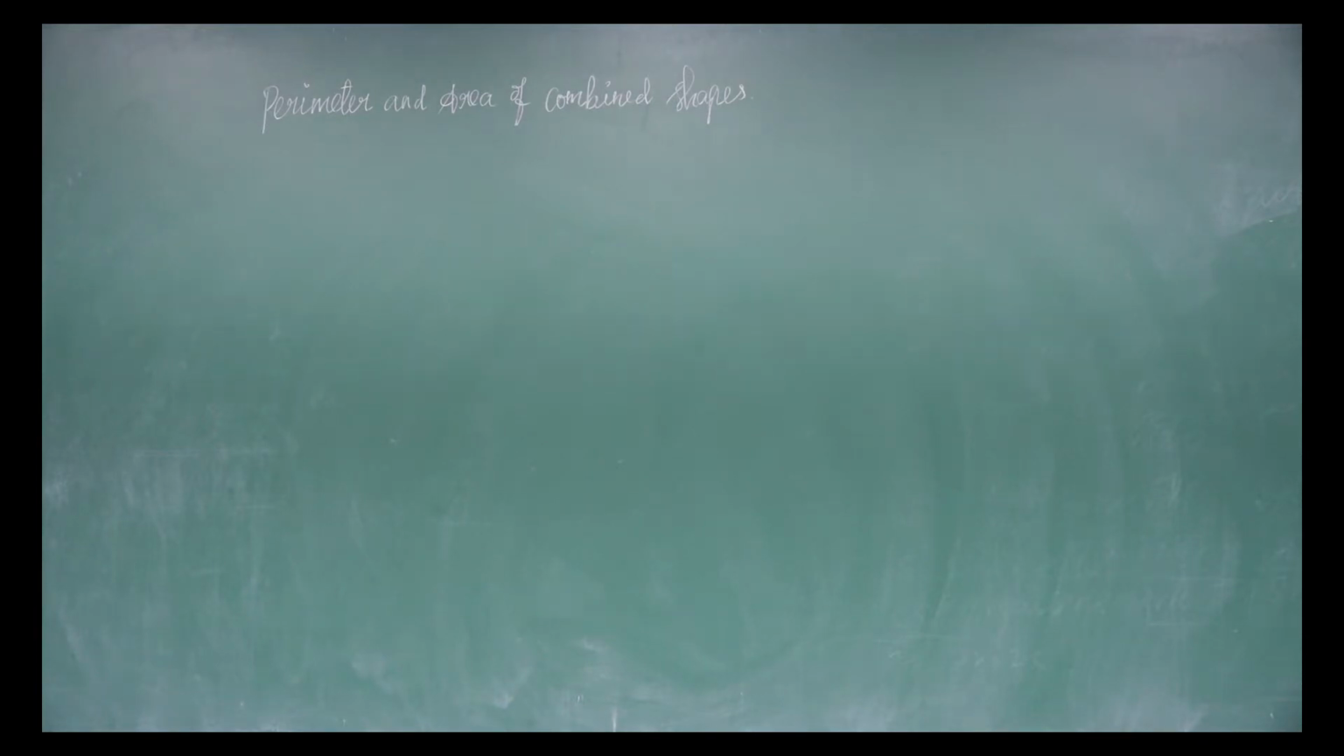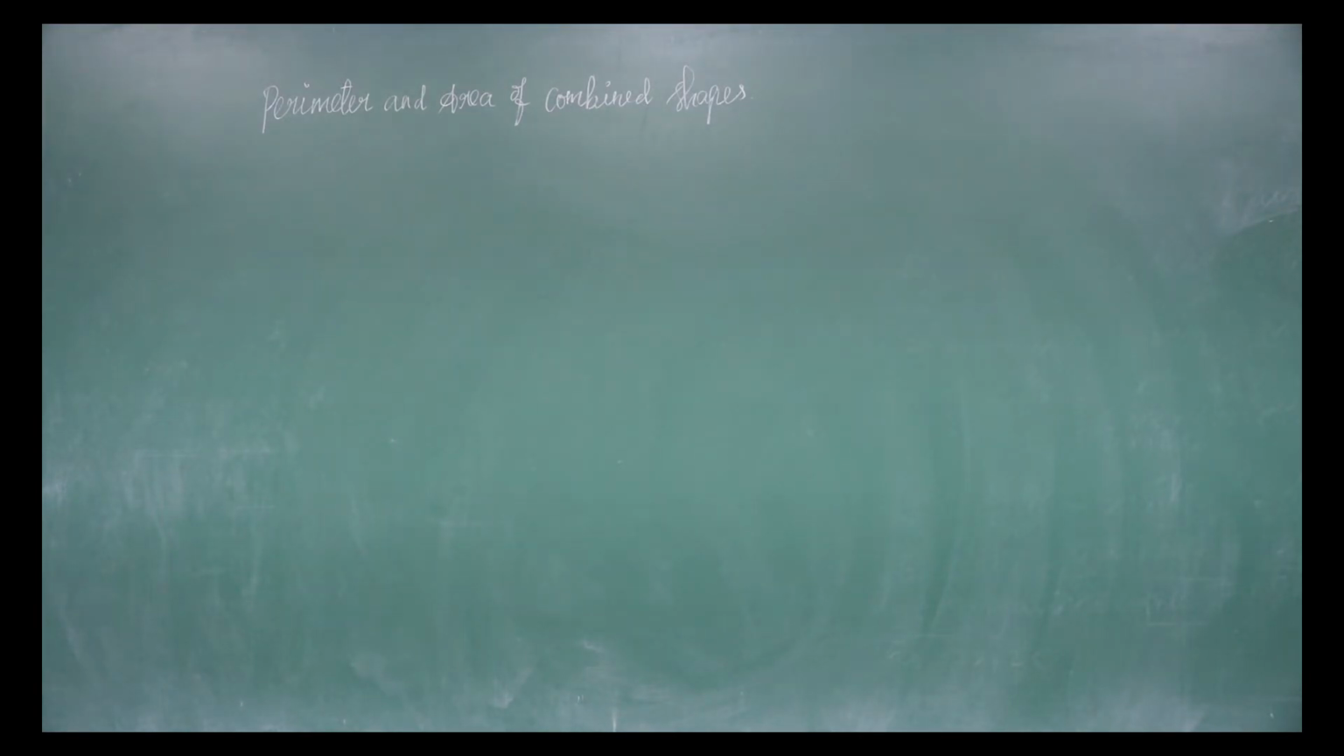Suppose we want to calculate the perimeter of a combined shape, we just add the outer sides, that means the boundaries of the shapes. That's called the perimeter. The area is calculated by adding all the areas of the closed shapes from which the combined shape is formed.